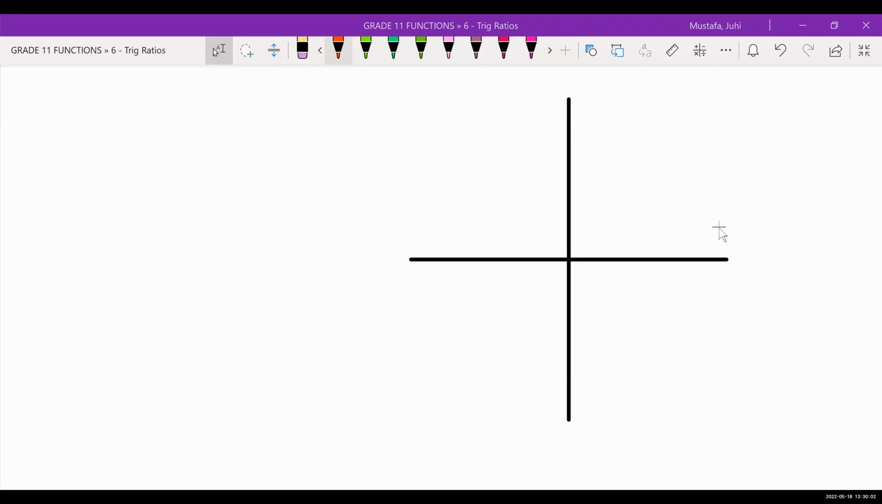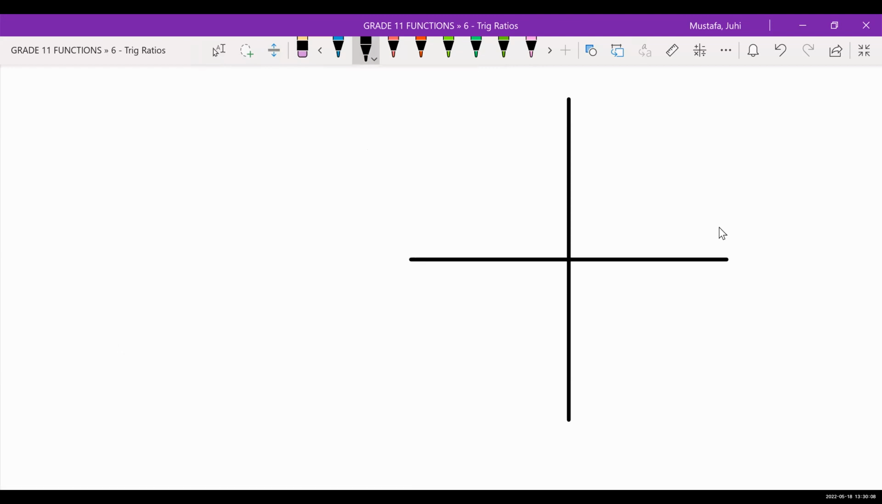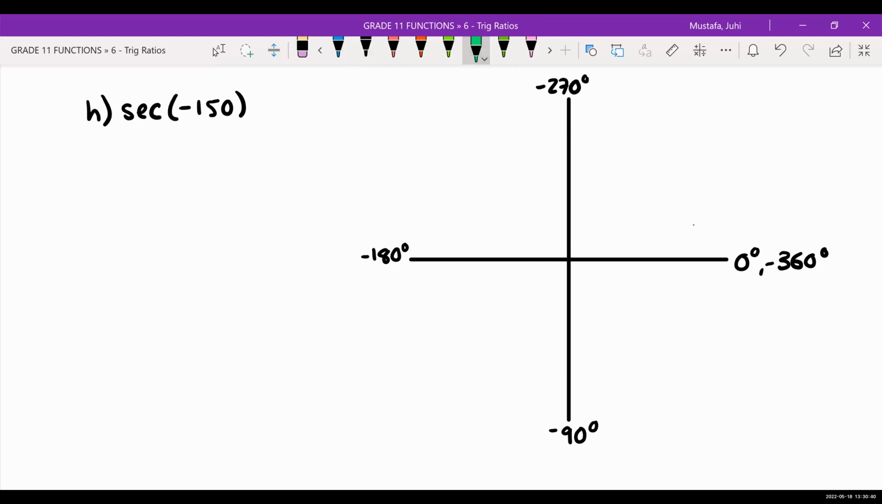All right, the last question is question H, which is secant negative 150 degrees. Okay, so we have 0 degrees, negative 90 degrees, negative 180 degrees, negative 270 degrees, and negative 360. For some reason, with negative angles, I still write them down just so that I can be sure. And then our angle is going to be drawn in the 3rd quadrant, which is this right here.